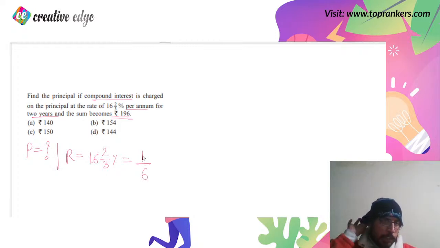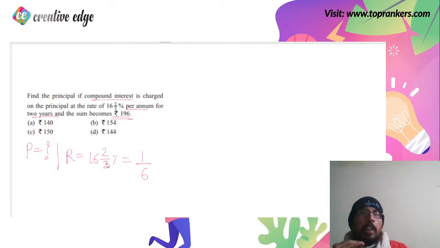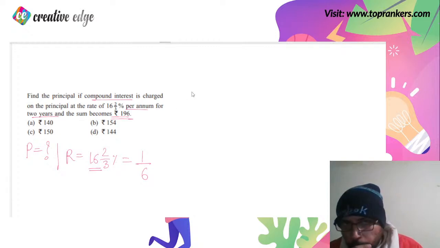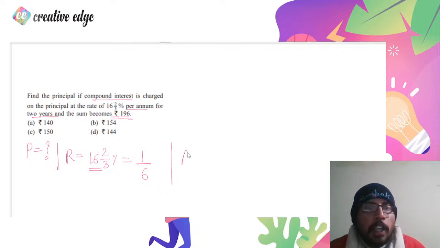I hope you all can understand why 16 2 by 3% or 16.66% can be written as 1 by 6. This is the percentage form and I have converted it into the fraction form, or I would say I remember the fraction form. Then the amount is given, 196.